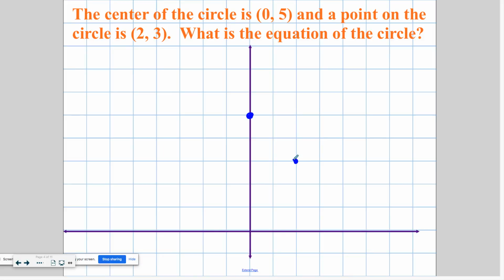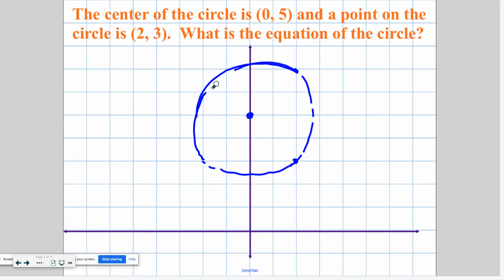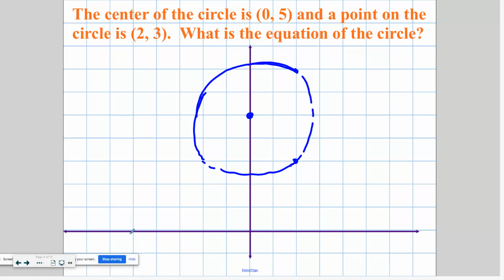So I know my circle is going to do something like this. Something like that, right? That's what my circle is going to do. It's not a very good one, because you got to keep the radius the same all the way around, right? Switch colors a little bit here. So what we need is the radius.